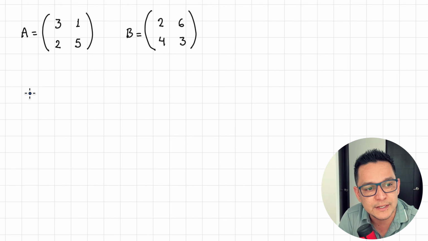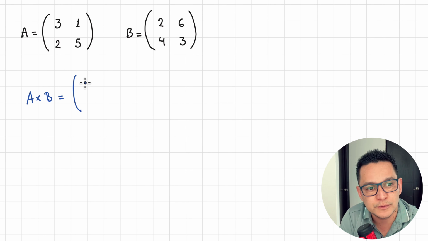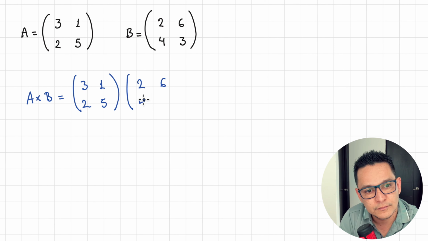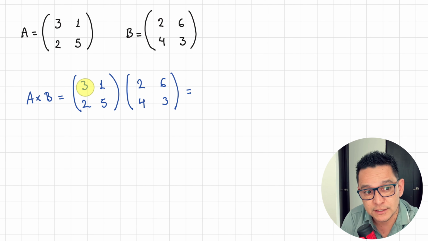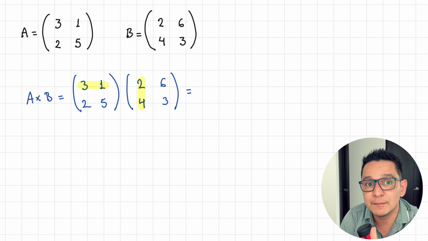Let's start with the multiplication of matrix A by matrix B. In this case, the matrices are 2 by 2, right? So let's see. I'm going to quickly copy each of these elements. Once we have them, we're going to do the following. Look, we're going to multiply this row by this column, and we're going to do it element by element.